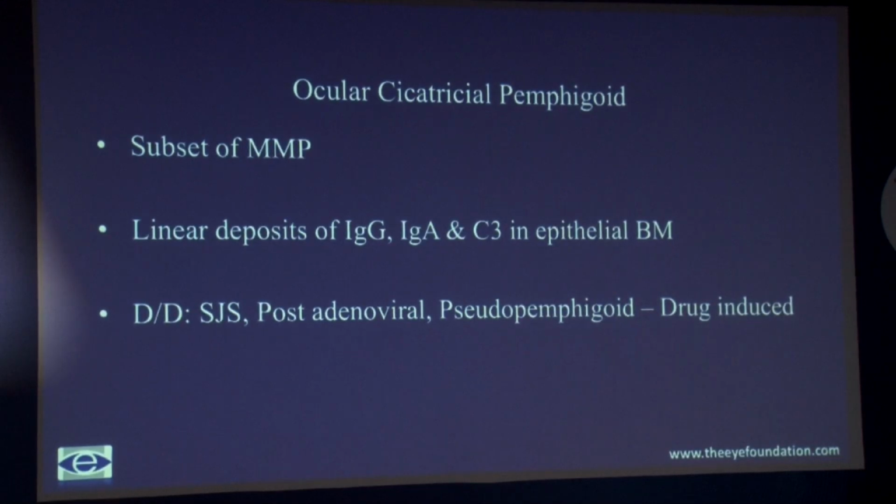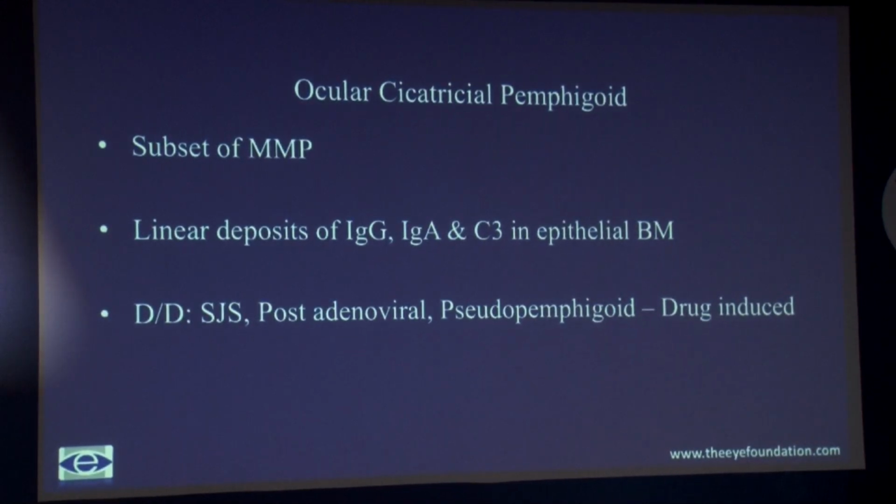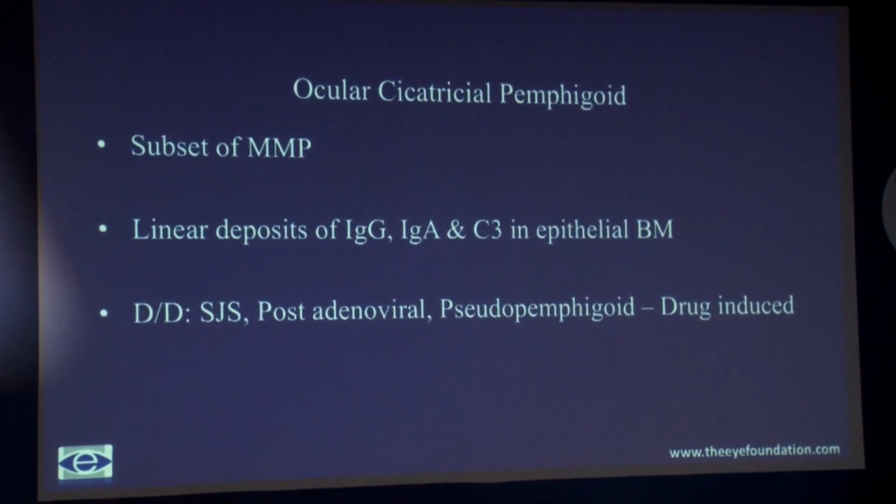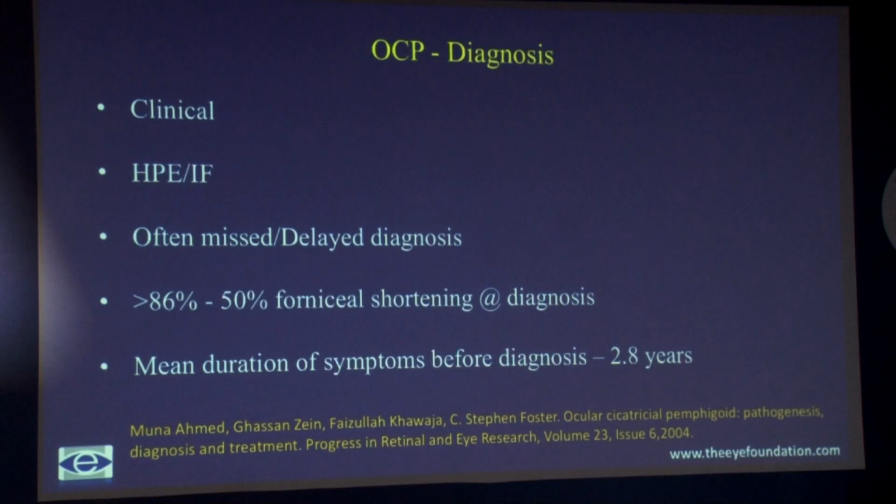Ocular cicatricial pemphigoid is, or nowadays more commonly, a subset of systemic MMP, and it is classified by the linear deposits of immunoglobulins IgG, IgA and complement C3 in the epithelial basement membrane. It's important to know at least the most common differential diagnoses like post-SJS, post-adenoviral. Some of them, after severe disease, can have subconjunctival scarring, symblepharon. Pseudopemphigoid is drug induced, most commonly after anti-glaucoma medication. The reason we have to differentiate them is that the line of management becomes very, very different. So that is one reason why we need to know some of the salient differential diagnoses at least.